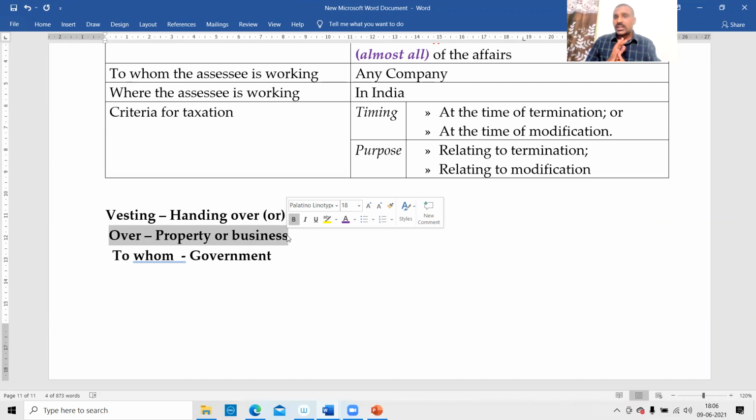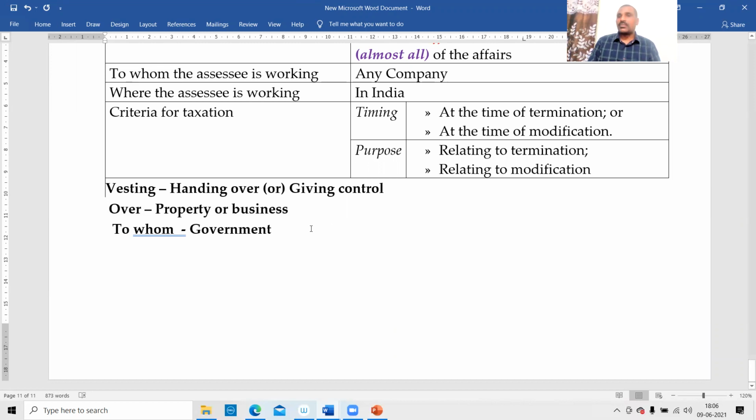I'm not selling. Temporarily, I'm handing over the control. You understand? Assessee is having some property or business. Now, the assessee is handing over that property or business to the government. In return, the government is paying some compensation to the assessee. Now, that compensation is taxable as business income of the assessee. What is the first point?